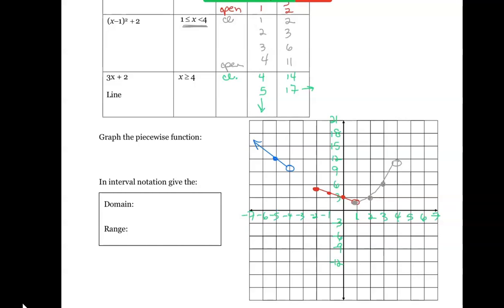Okay, ready for the last one? That's going to be in green. So I have 4, 14. So this is 4. 14 is going to be right below here, and that's closed. So I can fill that circle in right there. And then 5, 17, which is roughly here. This is a straight line. So we are going that way. Oops, let me do that again. Going that way. Okay, so now we have everything. So we have to do domain and range. So let's think about this.